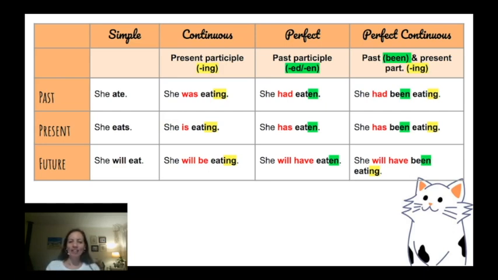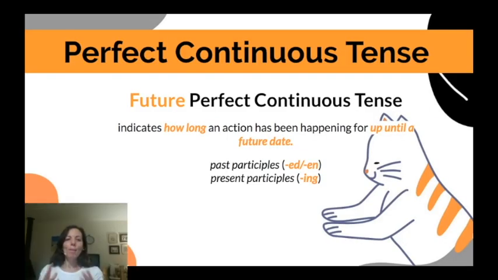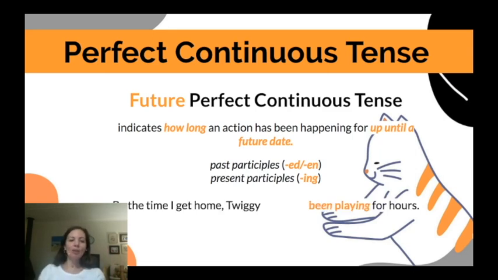Now you may be asking, when would you use the future perfect continuous tense, Mrs. Edgecombe? Well, the future perfect continuous tense indicates how long an action has been happening for up until a future date, and it makes use of both the past and present participles. So in this example, by the time I get home, Twiggy will have been playing for hours.